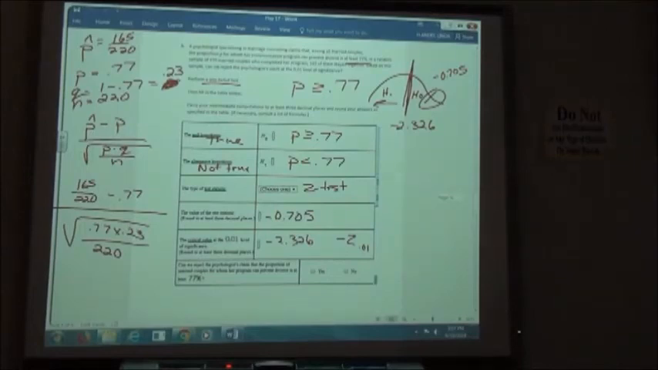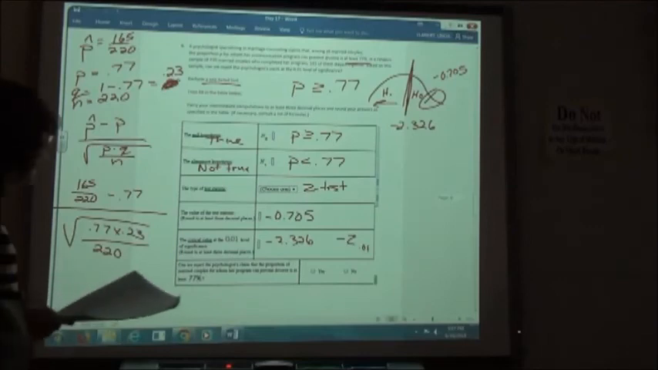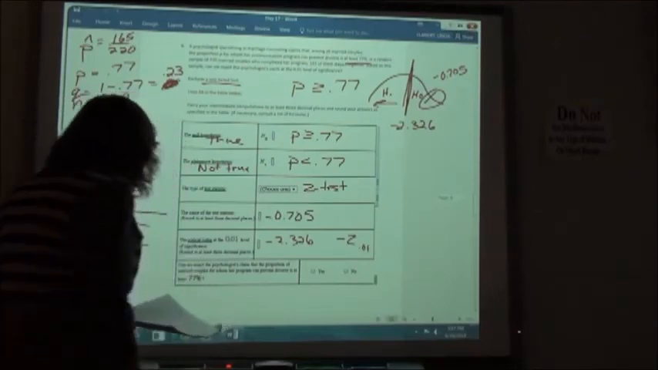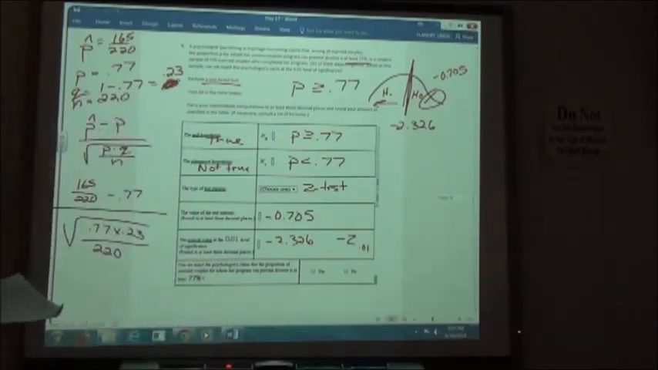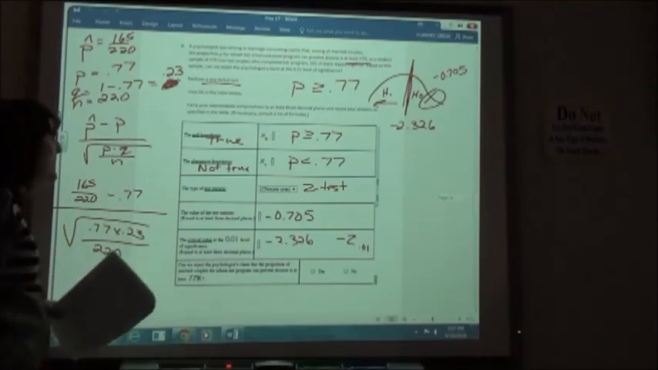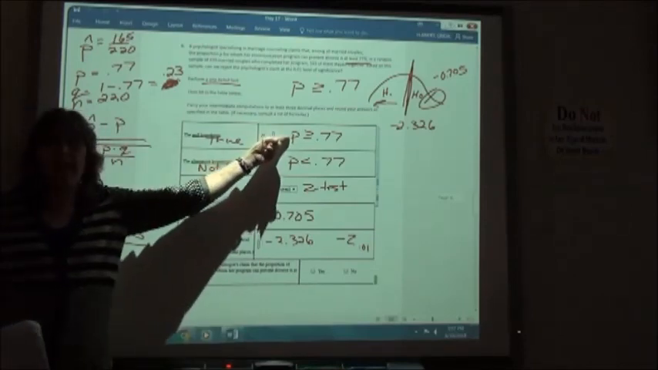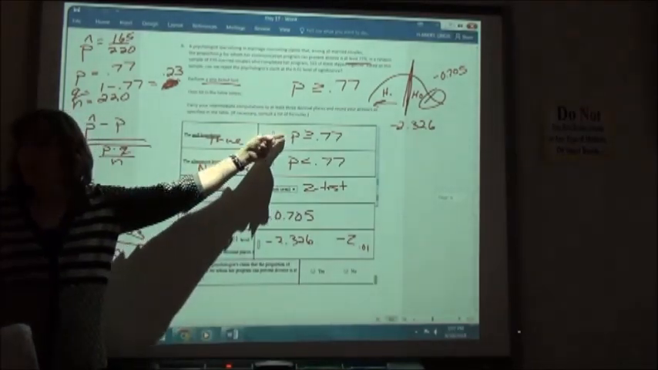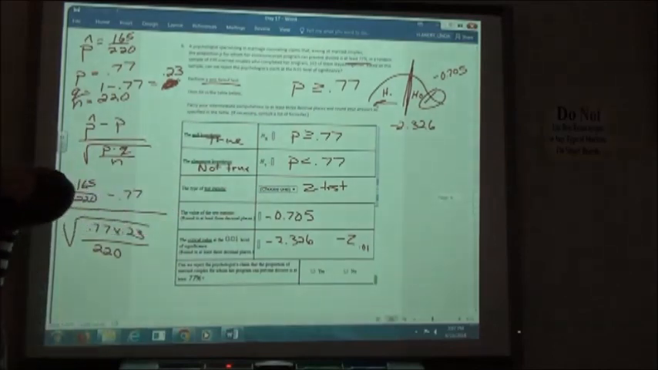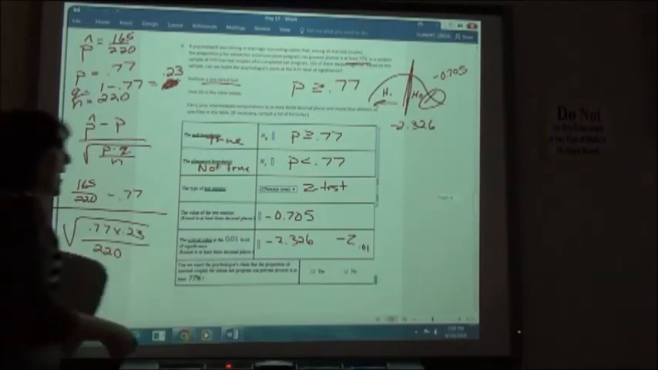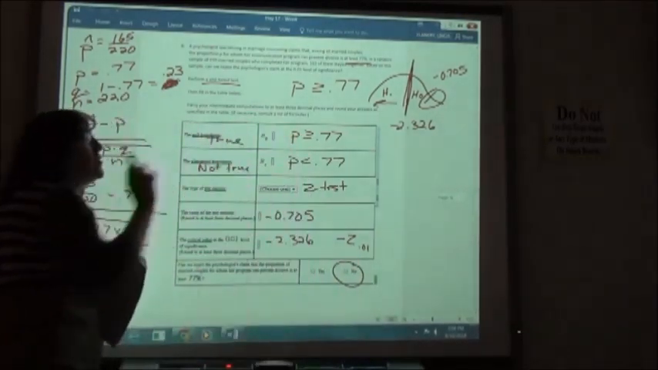So now the weird question at the bottom. Can we reject the psychologist's claim that the proportion of married couples for whom her program can prevent divorce is at least 77%? Can we reject this claim? No, we can't. That's the true statement, right? So no, we can't reject that. That's the true one.